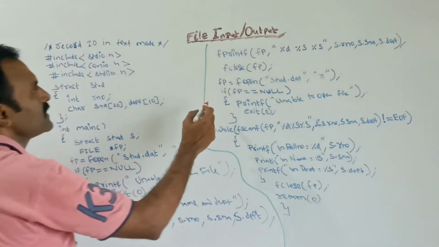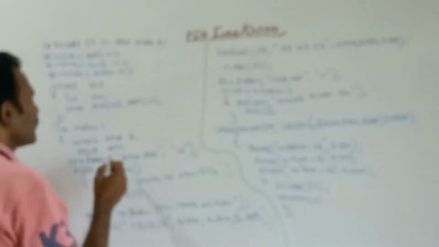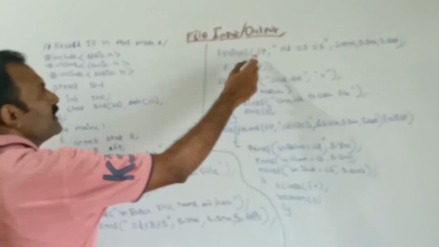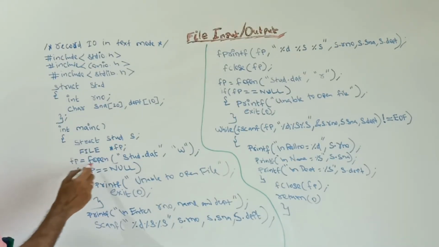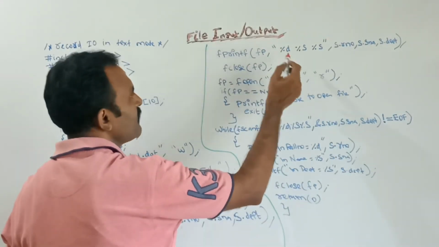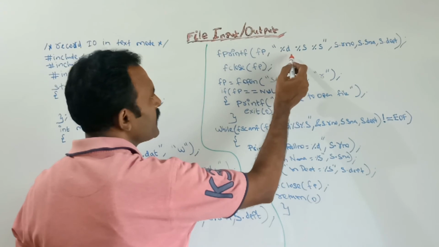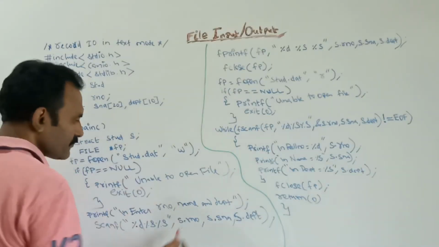This is the syntax of fprintf. Very first is the file pointer, where we are going to write. This file pointer always points to the file. Which file? It points to the student.dat file. So to that student.dat file I am storing the content. Very first is the register number, that is the roll number.